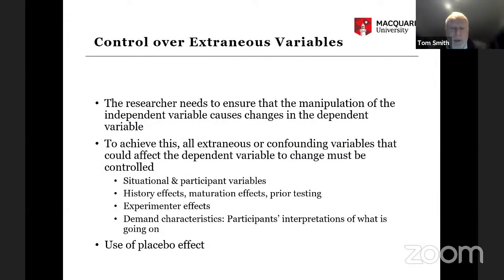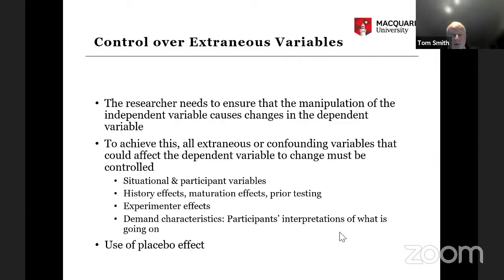You need to ensure that the manipulation of the independent variable is what is causing the changes in the dependent variable. To do that, you've got to have control over all extraneous variables. So things like situation and participant variables, history effects, maturation effects, prior testing, experimenter effects, demand effects. So the use of a placebo effect is important here.